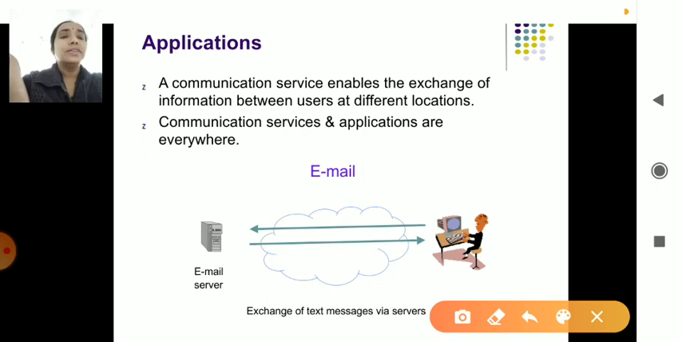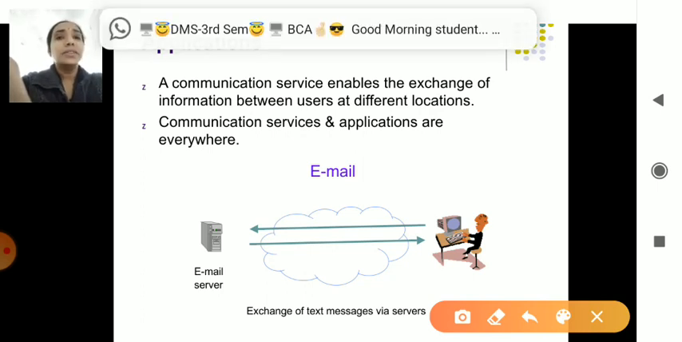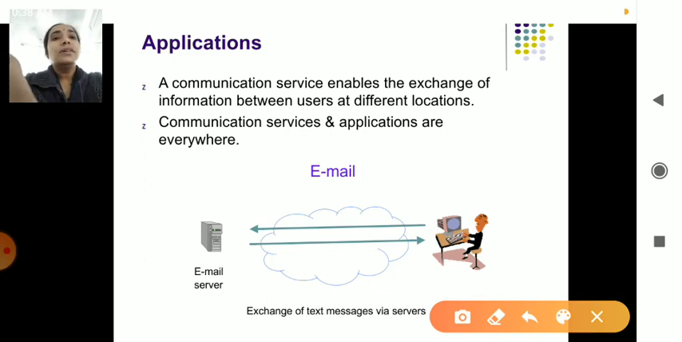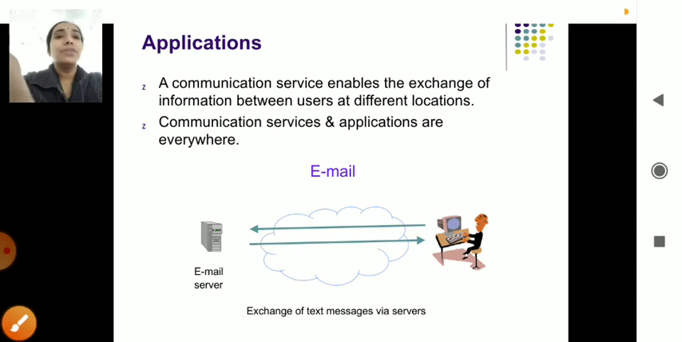Okay, so in the first aspect you can see the email concept. Your network is helpful in the mailing or emailing concept. So the first example given here is email, where the server communicates with the person and the server interacts with each other. That is the part of your application.